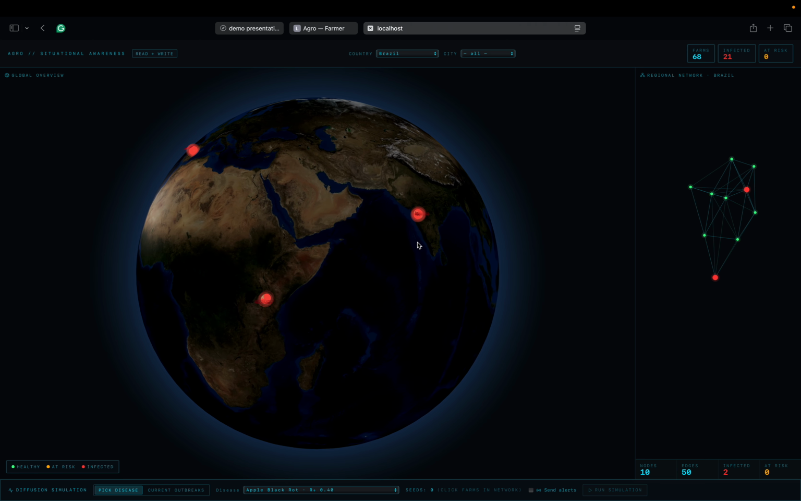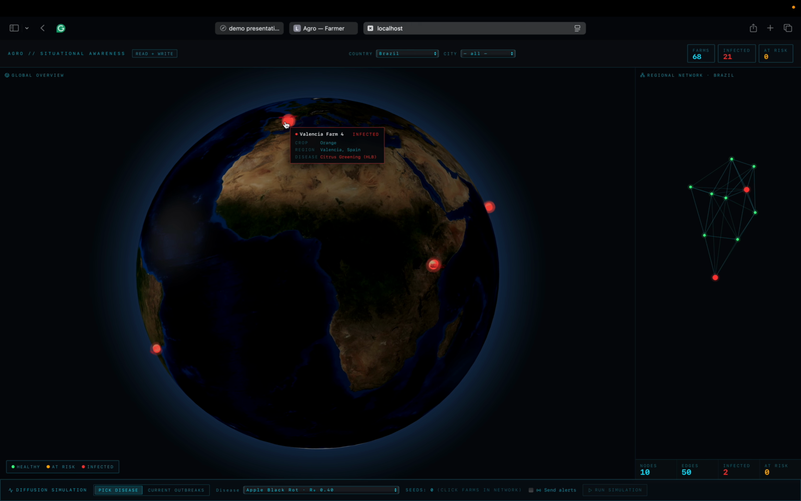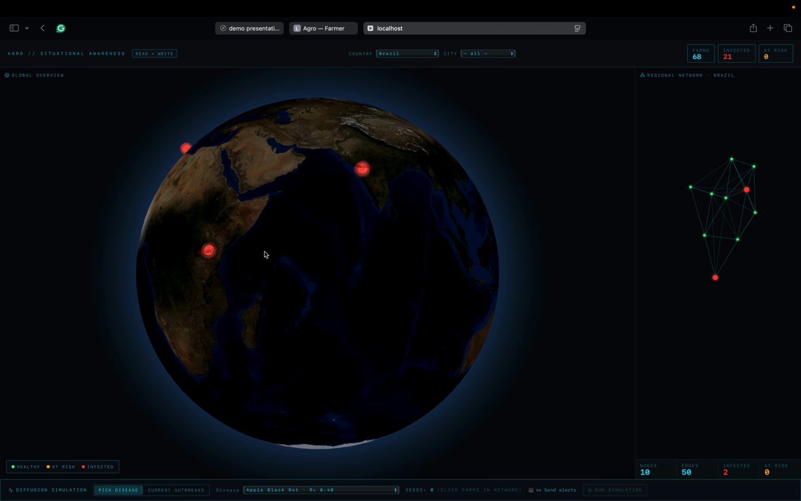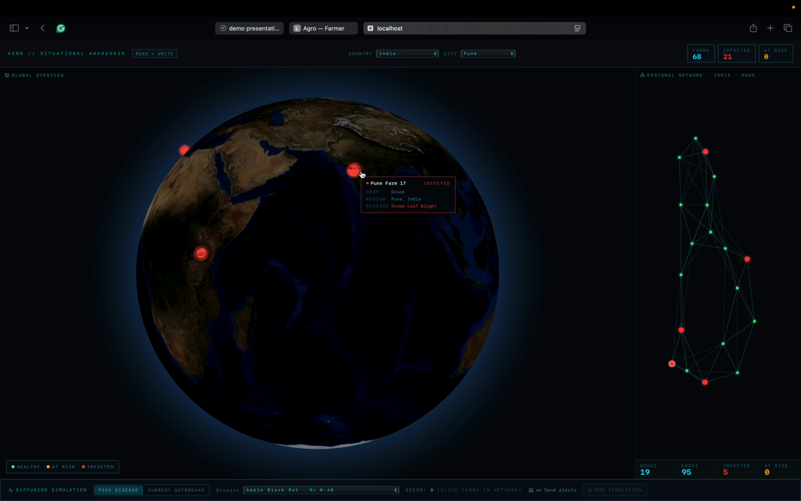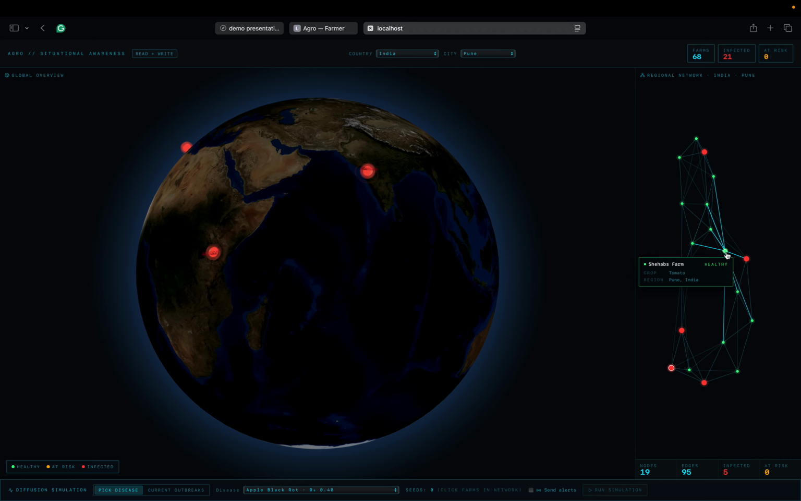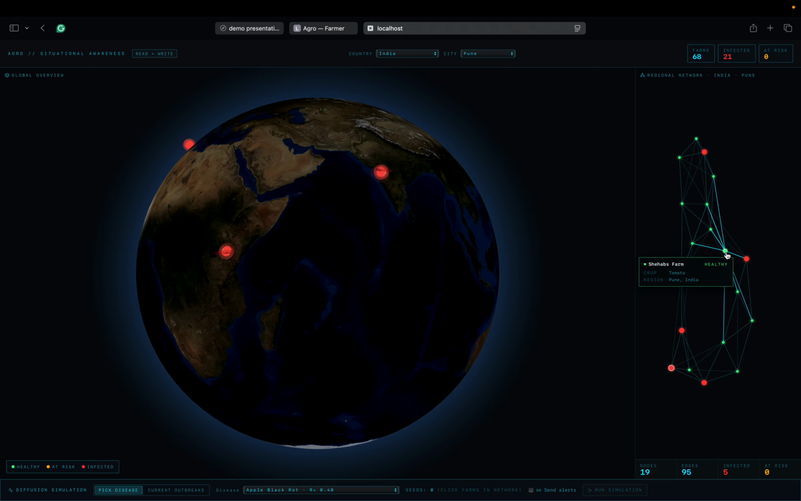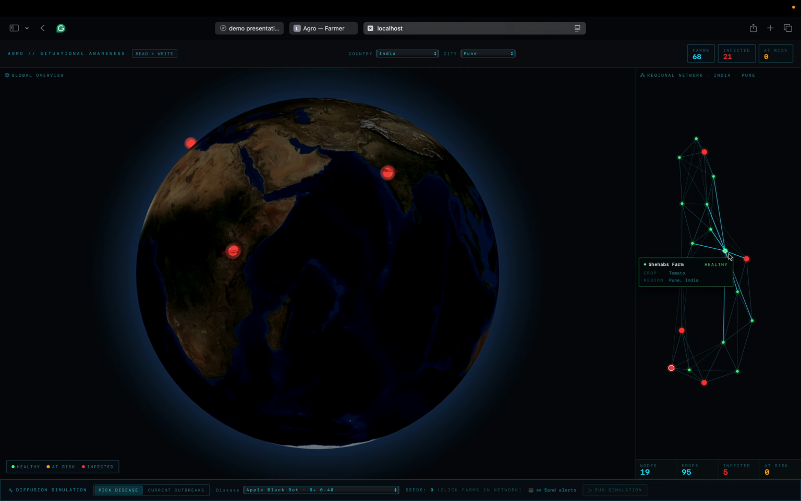Yeah. So here you can see the network of the different regions. All of these are different farms that are partnered with Agro. And if we go into India, for example, we can see the network where you see my farm, Shahab's farm, and all the adjacent nodes, which are neighboring farms to me.